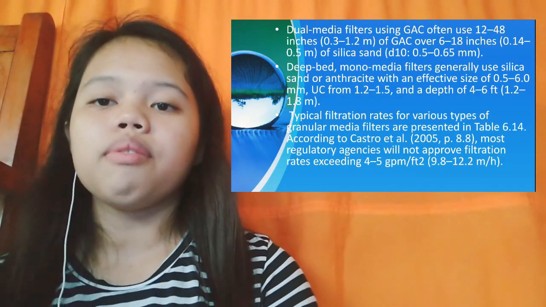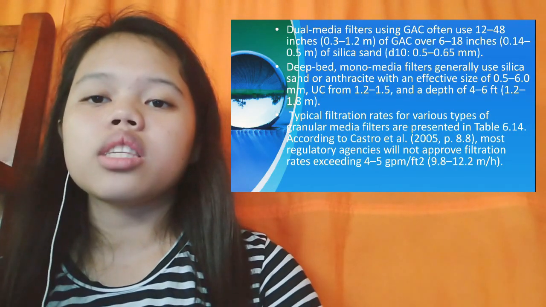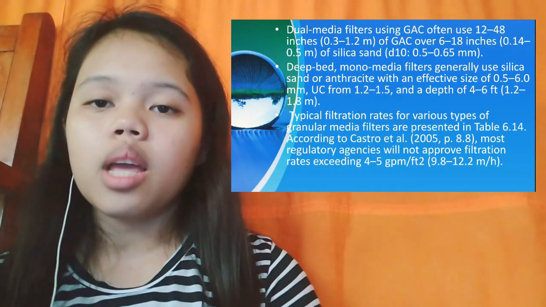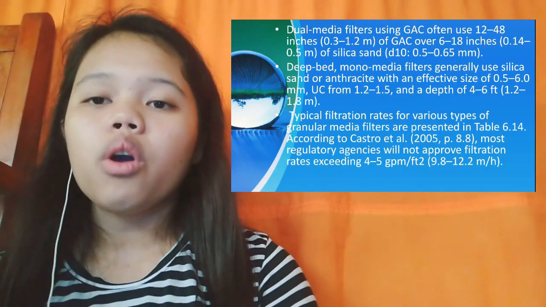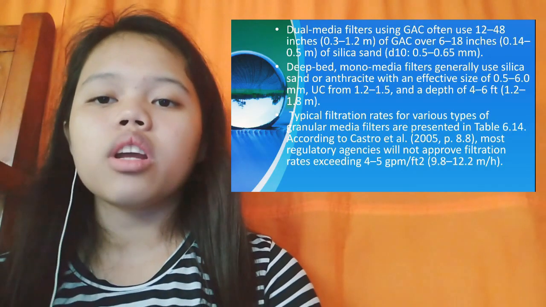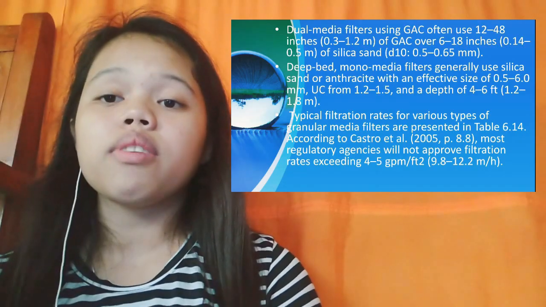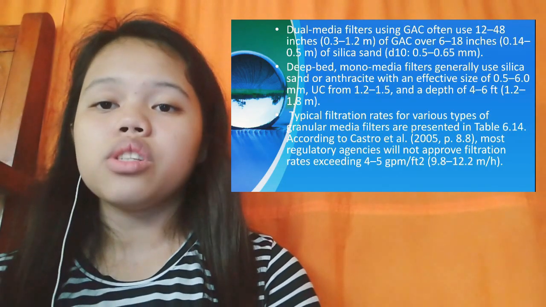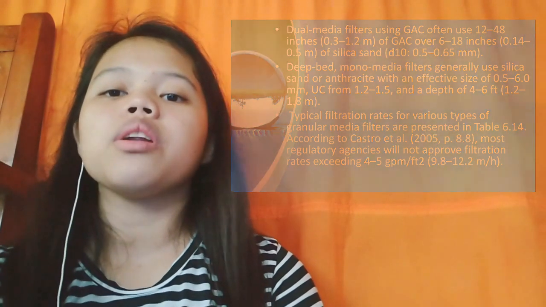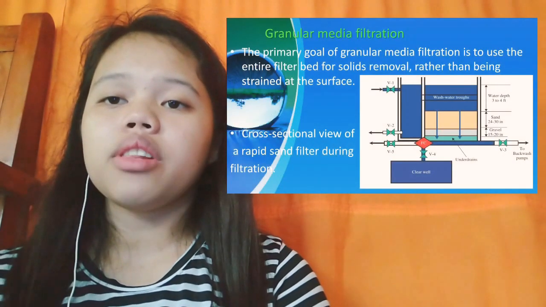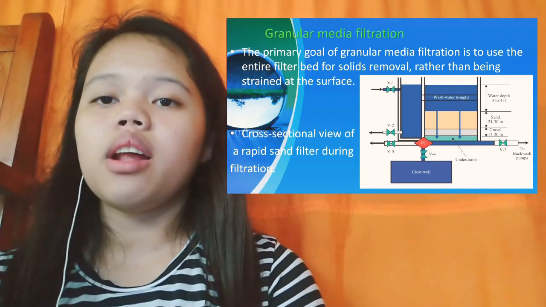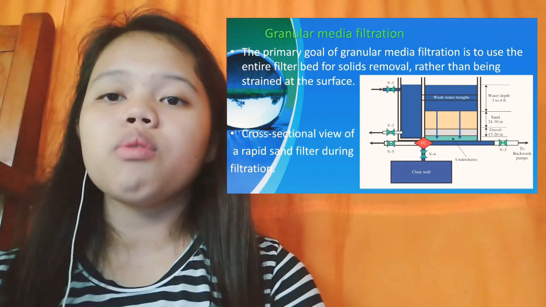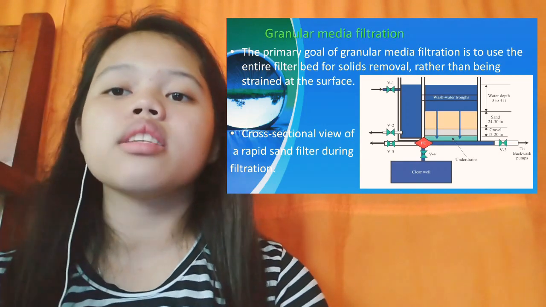4 to 6 feet. Typical filtration rates for various types of granular media filters are presented in Table 6.14. According to Castro et al., most regulatory agencies will not approve filtration rates exceeding 4 to 5 GPM per square foot. Granular media filtration. The primary goal of granular media filtration is to use the entire filter bed for solids removal rather than having solids strained at the surface.